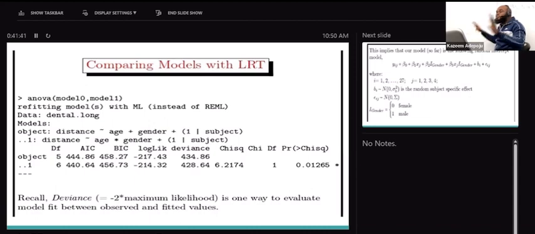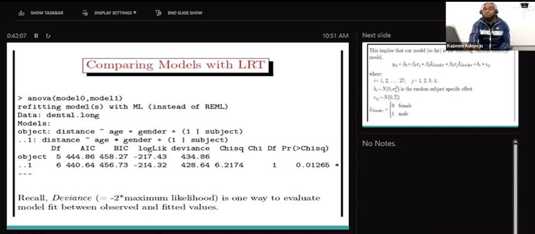But let's take a look at this. If we want to compare two models that are nested, using the likelihood ratio test, we're going to use the ANOVA function. We're going to write anova in parentheses. The first model that I'm going to write will be the simpler one, followed by the complicated one.